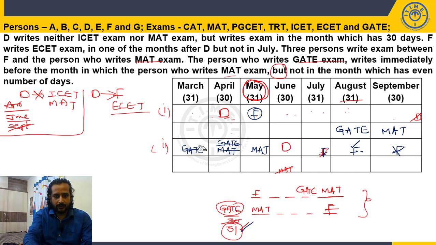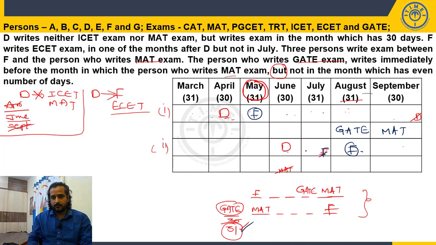But to confirm that, we need to write each and every case. You need to check each and every case. Blindly you cannot decide. Clear? So how many possibilities do we have? 2 possibilities. Oh sorry, 1 possibility in case 2. That is F in August, 1, 2, 3 gaps, in the month of April MAT, in the month of March GATE exam. Clear? Now how many possibilities? 2, and this complete information is utilized. Now move to the next thing.